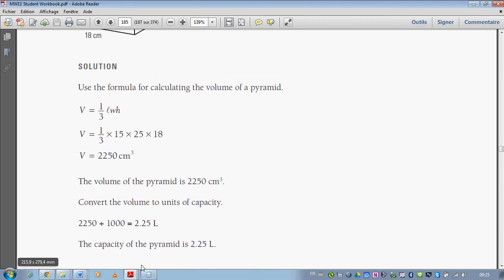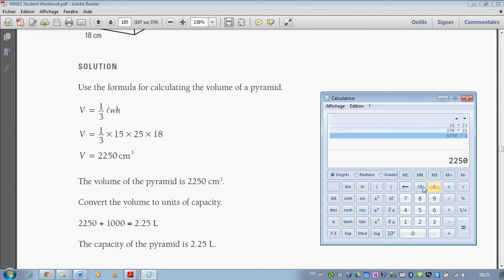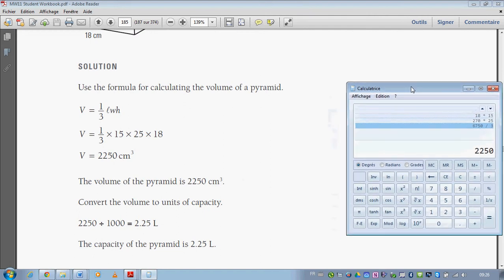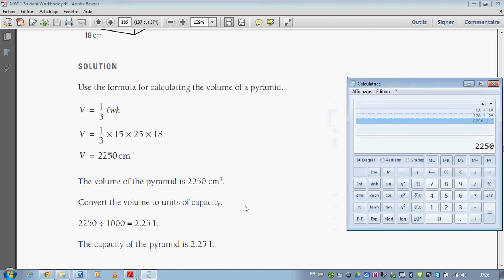I think the question was also asking you what is the capacity, and once again you can set up your proportions. If 1 liter is equal to 1,000 centimeters cubed, then how many liters is 2,250 centimeters cubed? So you're going to take 2,250, multiply it by 1, divided by 1,000, so cross multiplying. So 2,250 divided by 1,000, and you get 2.25 liters.